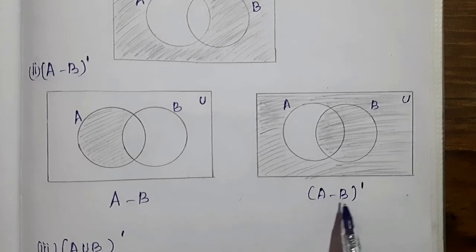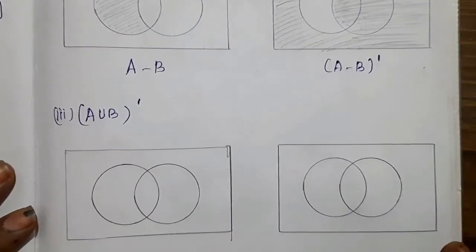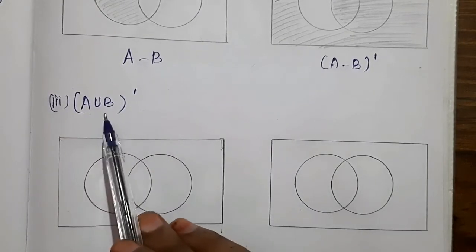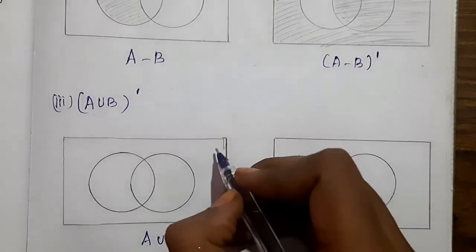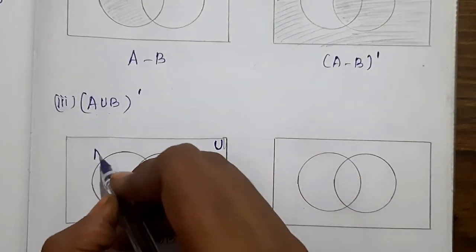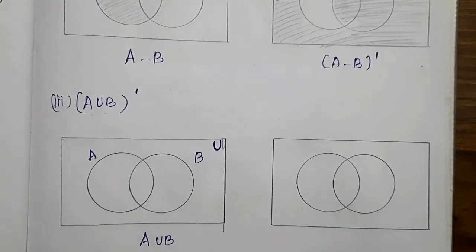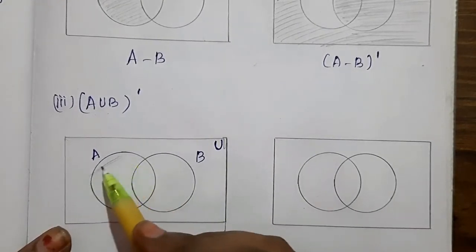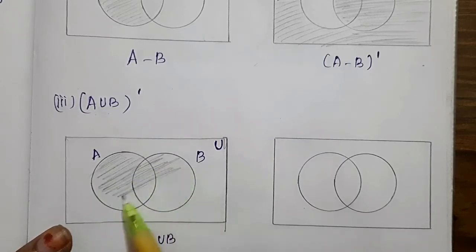So A minus B the whole complement will be like this. Next one, A union B the whole bar. For that, first we can draw A union B. It is universal set, A, B. Union means all together, A and B, so you can shade everything in A and B. So it is A union B.